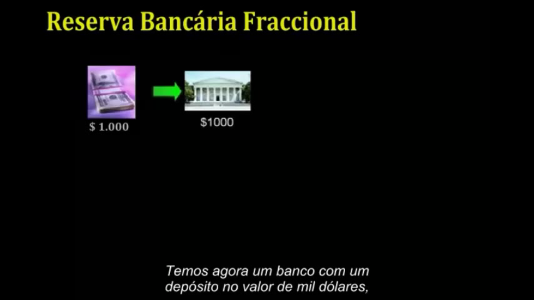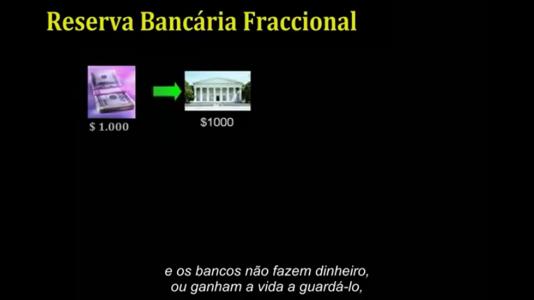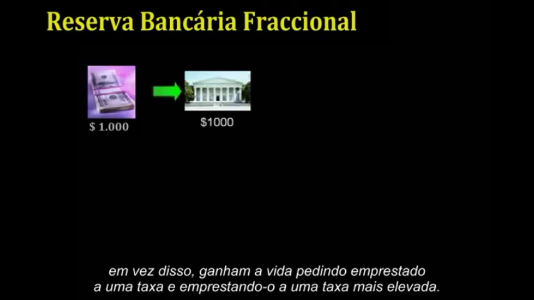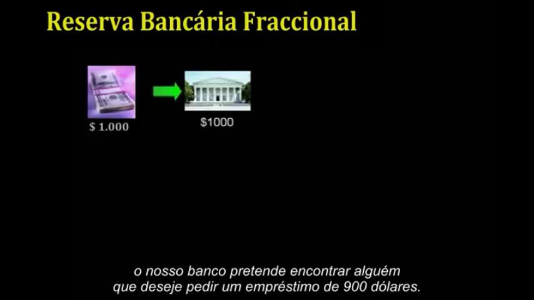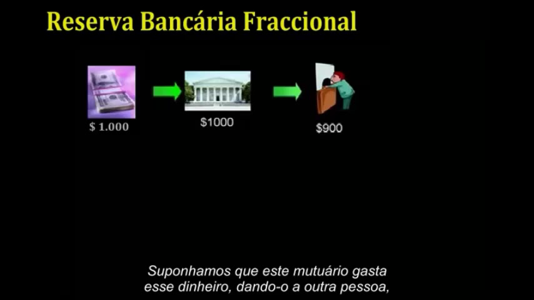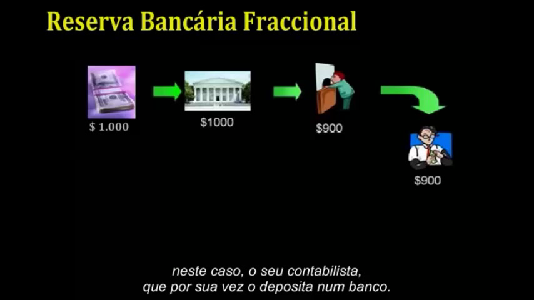Now back to our example. We now have a bank with $1,000 on deposit, and banks do not make money or make a living by holding on to it. Rather, they make their living by borrowing at one rate and loaning at a higher rate. Since any bank can loan out up to 90% of what they have on deposit, in our example, our bank wants to find somebody who wants to borrow $900. Suppose this borrower then spends that money by giving it to another person, in this case his accountant, who in turn deposits it in a bank.